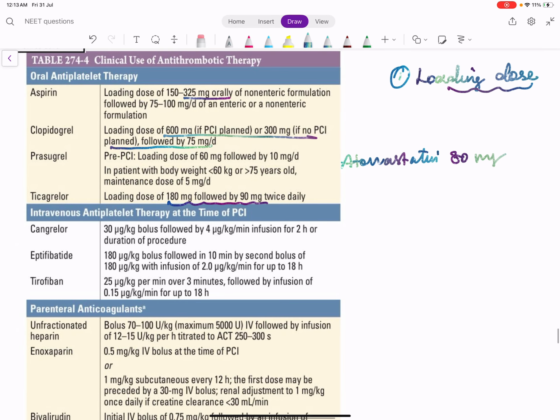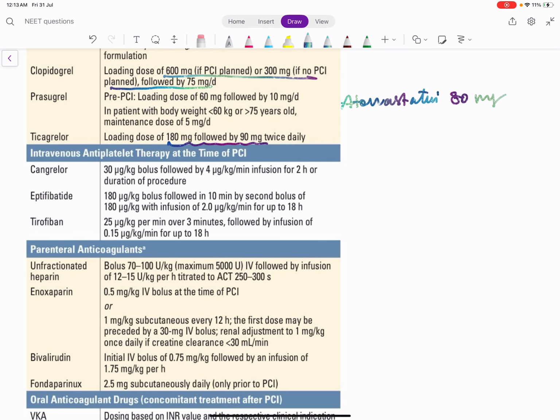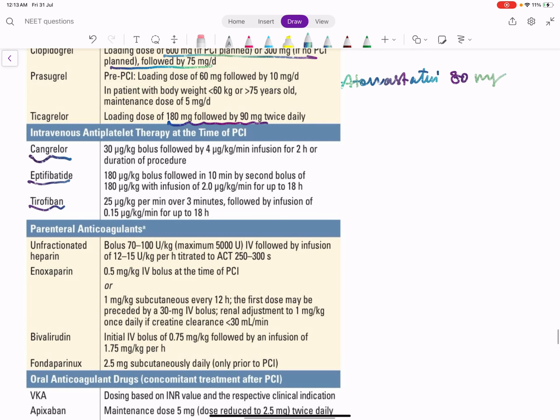These are some oral antiplatelets. We have some IV antiplatelet drugs also. They are cangrelor, eptifibatide and tirofiban. Need not remember the doses, just know the names.